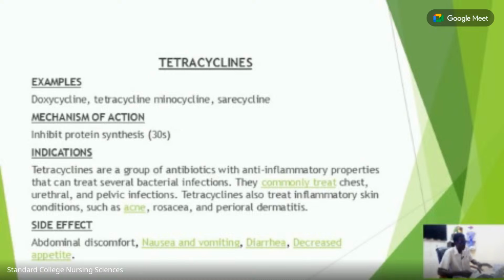Then I want you to take note of the general indications and general side effects we are mentioning, because I will give you an assignment to pick the most common drug of each of these classes and go and develop it on your own.